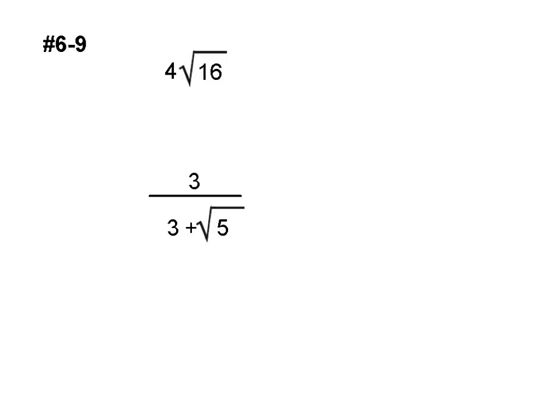Okay, then on numbers 6 through 9, you'll be simplifying square root expressions, okay? And so remember, if you can break down what's under the square root box, do it. Obviously, the square root of 16 is 4, so that would be brought outside the box. So 4 times 4 gives us just plain old 16, right? 4 times the square root of 16.